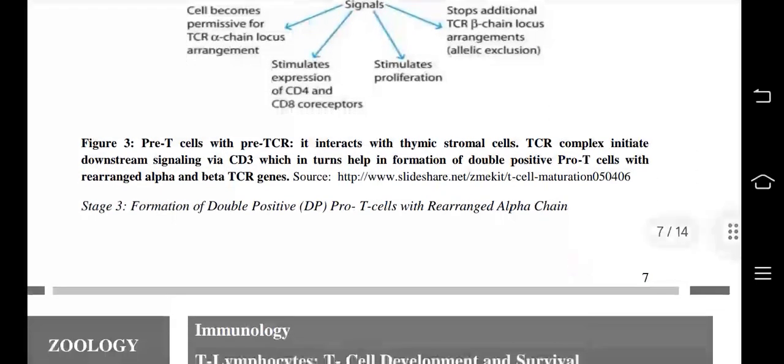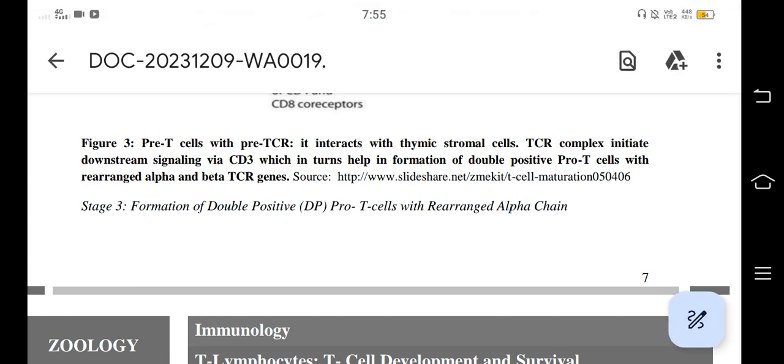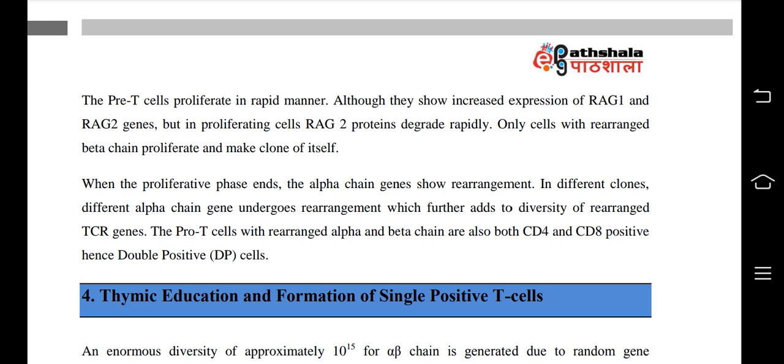So pre-T cells with pre-TCR interact with thymic stromal cells. The TCR complex initiates downstream signaling via CD3, which in turn helps in formation of double positive pro-T cells with rearranged alpha and beta TCR genes. The pre-T cells proliferate in a rapid manner. Although they show increased expression of RAG1 and RAG2 genes, in proliferating cells RAG2 protein degrades rapidly. Only cells with rearranged beta chain proliferate and make clones of themselves.